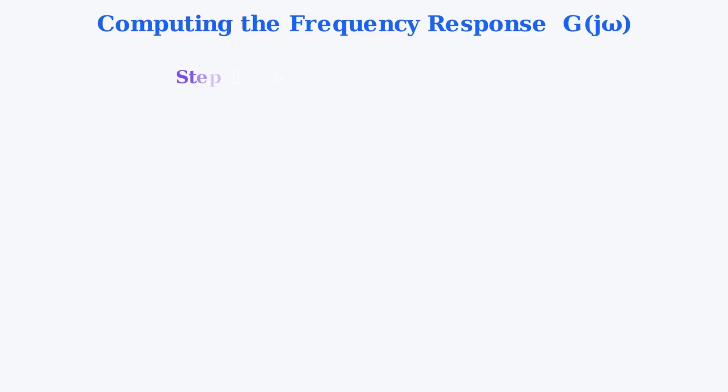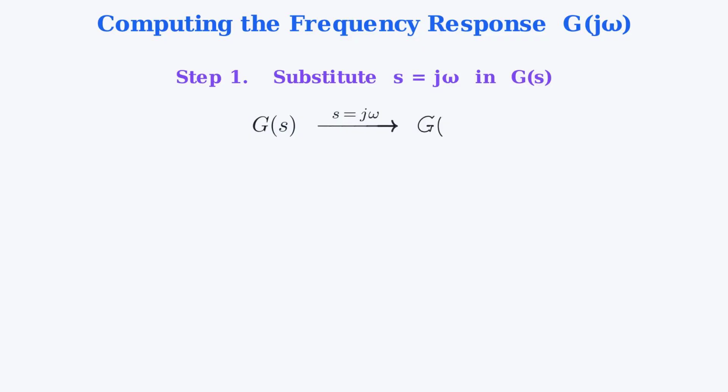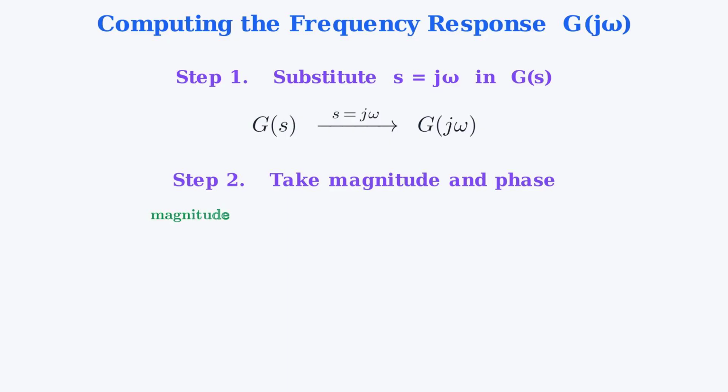How to compute g of j omega? Substitute s equals j omega into g of s. Now you have a complex-valued function of the real variable omega. From that complex number, extract two real numbers. Magnitude, the modulus of g of j omega, written as the absolute value of g of j omega. This is the gain at frequency omega. Phase, the argument of g of j omega, written as angle g of j omega. This is the phase shift the system imposes at frequency omega.